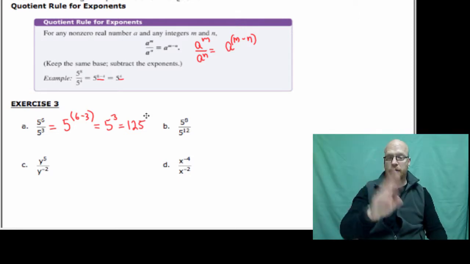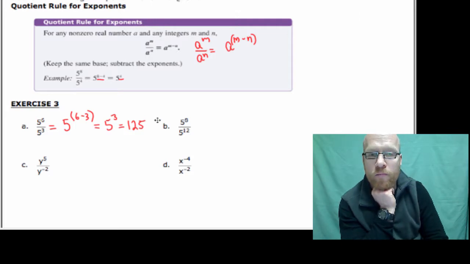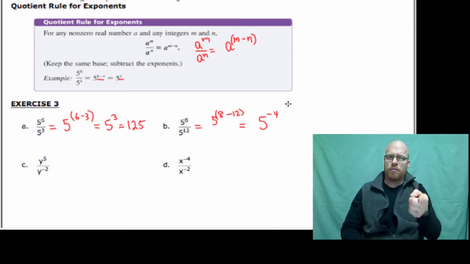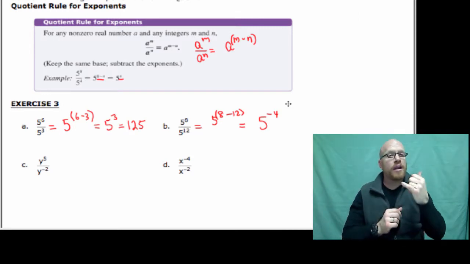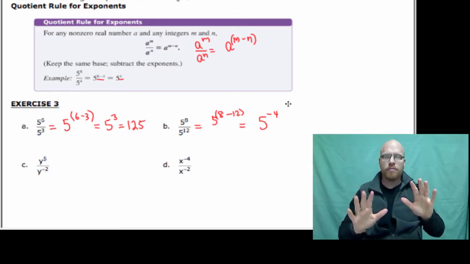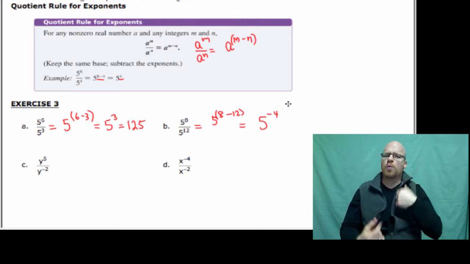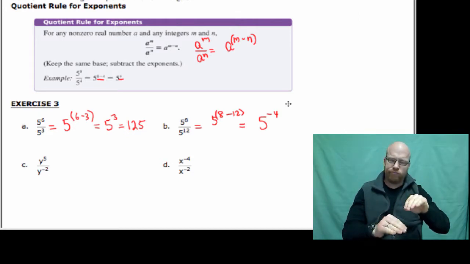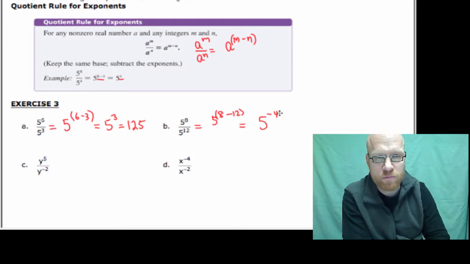Okay. Now on to example B. We'll see what happens here. Now, remember, we have a negative exponent because we have 8 minus 12. Some people get confused. 5 to the negative 4 and it's already in the denominator, so it goes up? No. 5 to the negative 4 right now is a whole number in the numerator. We move it to the denominator and the exponent becomes positive.